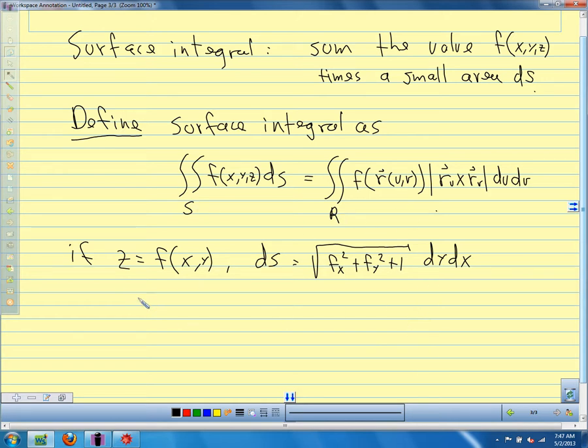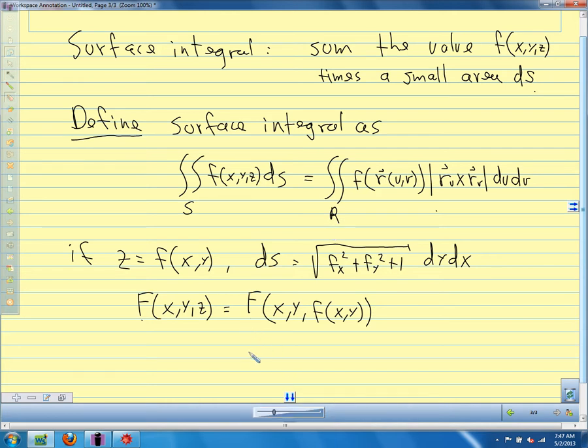And we would express f of x, y, z by writing capital F as f of x, y, and f of x, y. So we can come up with a function of x, y, z this way. And then R would be our region in the xy plane. Normally, for the most part, we're going to work with functions expressed in terms of x and y, and we would work with these quantities in our surface integrals.